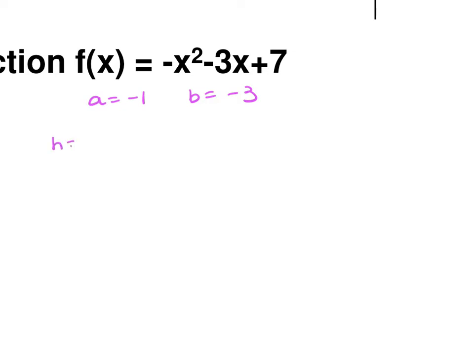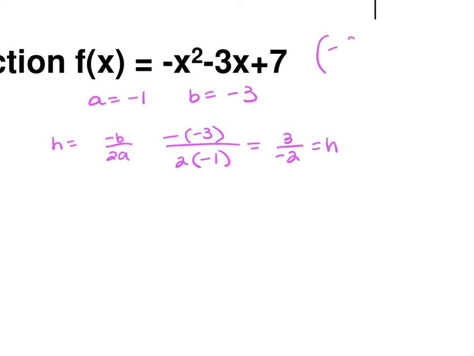The h, or the x coordinate of your vertex, is negative b over 2a. So negative 3 over 2 times negative 1 would be 3 over negative 2. That's the h. Then I have to plug that back in to find the k. So I'm going to take and plug it back into both x's.